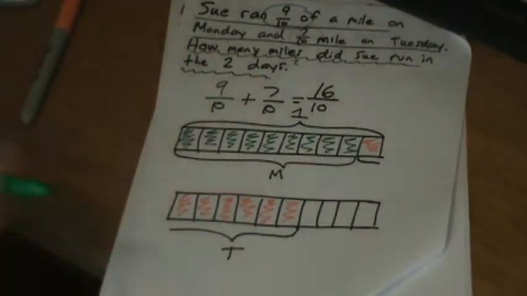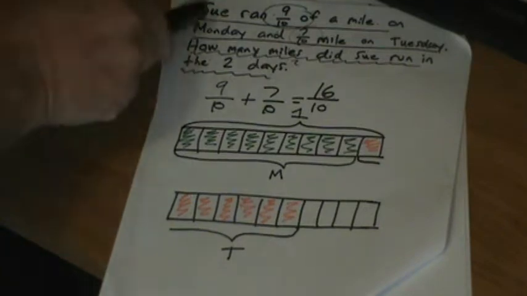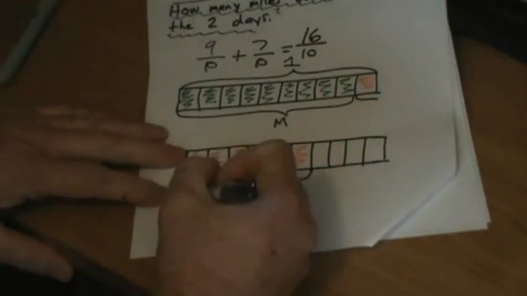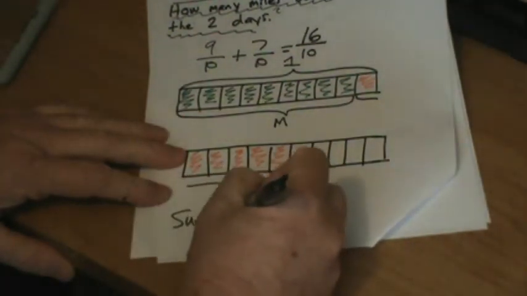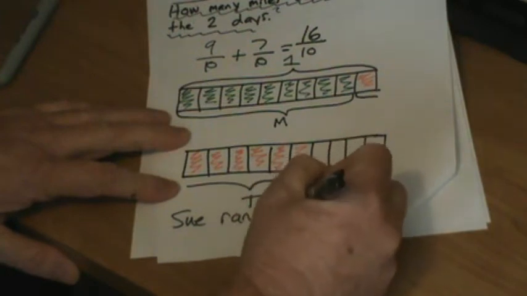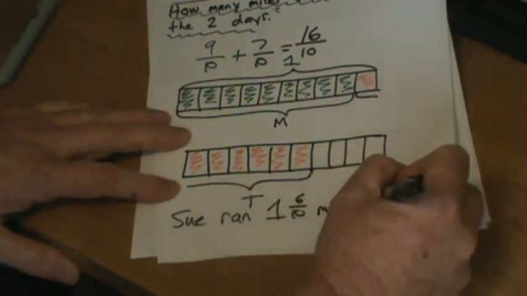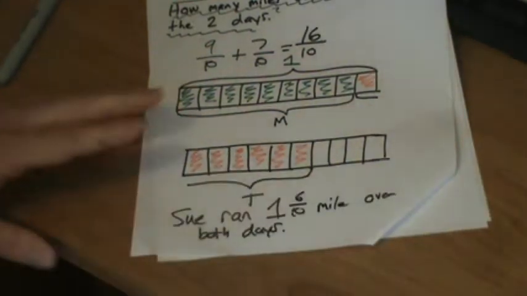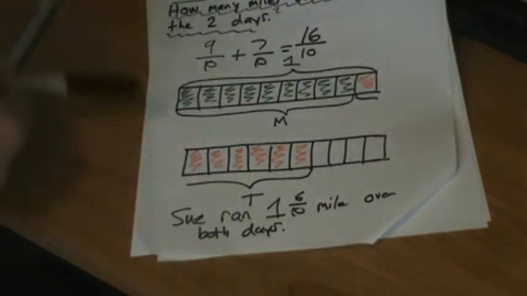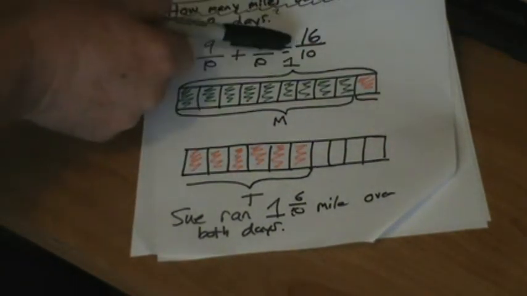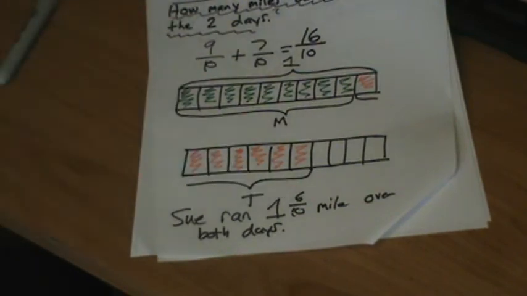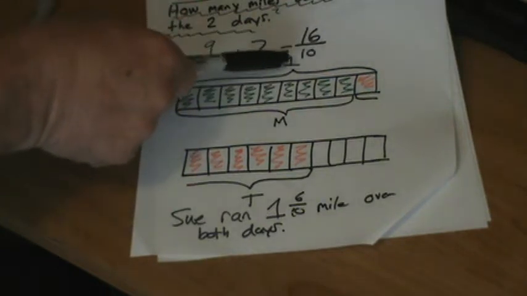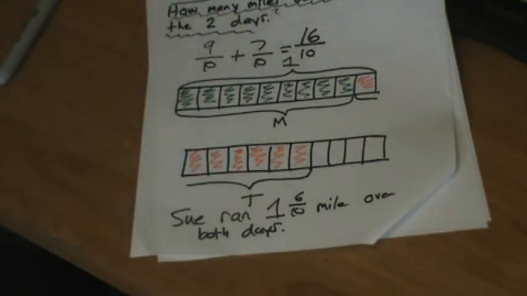So we can say, because this is Eureka Math where we read, we draw, and we write, Sue ran 1 6/10 miles over both days. So that's our answer. We have the 1 whole mile and then the 6/10. So 16/10 equals 1 6/10. Remember if we broke this down, we could have done a number bond, 10/10 and 6/10. We could have seen that would have been 1 6/10.